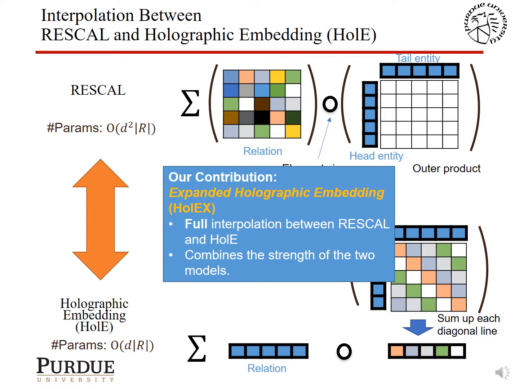Our contribution, the expanded holographic embedding, or HOL-EX, is a full interpolation between ResGo and the holographic embedding in terms of model complexity and computational efficiency. It combines the strengths of the two models.